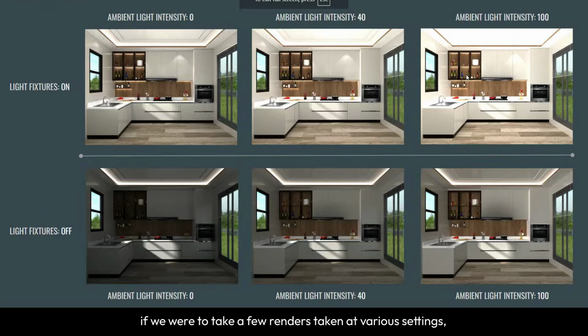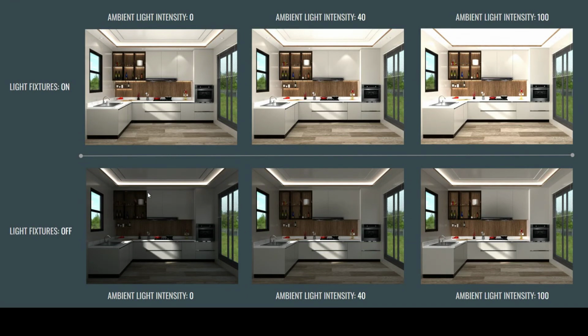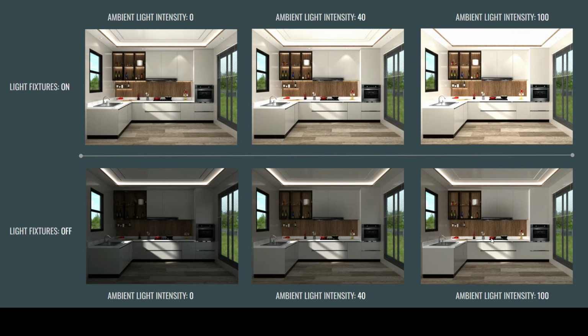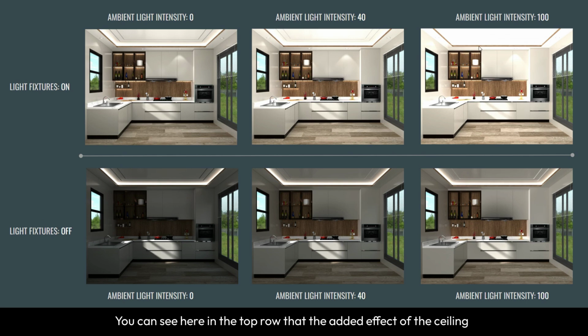For example, if we were to take a few renders taken at various settings, you can see that the bottom row signifies the renders with the light fixtures off with varying ambient light intensities, whereas the top row indicates the ambient light intensity variations when the light fixtures are on. You can see here in the top row that the added effect of the ceiling lights as well as the ambient light has a significant effect on the brightness of the room.